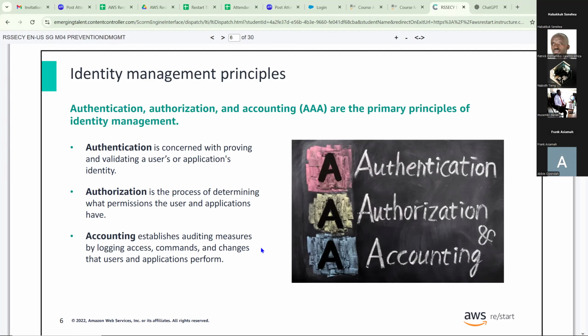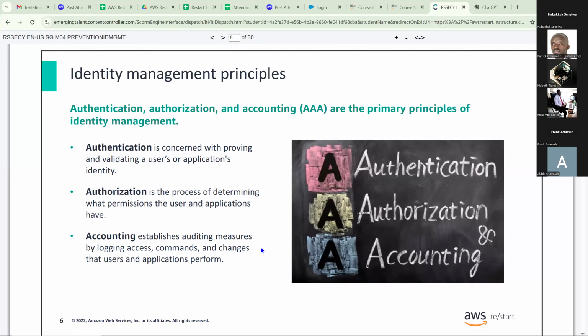That's number one. Then number two, authorization is the process of determining what permissions the user and applications have. What can they do? This EC2 instance, what can it do? Can it send API calls to S3? Or can it receive calls from this other place? This Lambda function that you have, is it allowed to trigger? Is it triggered by events, or is it allowed to trigger an event somewhere? What is it allowed to do? The permission that you are allowed to have as a user or as an application.